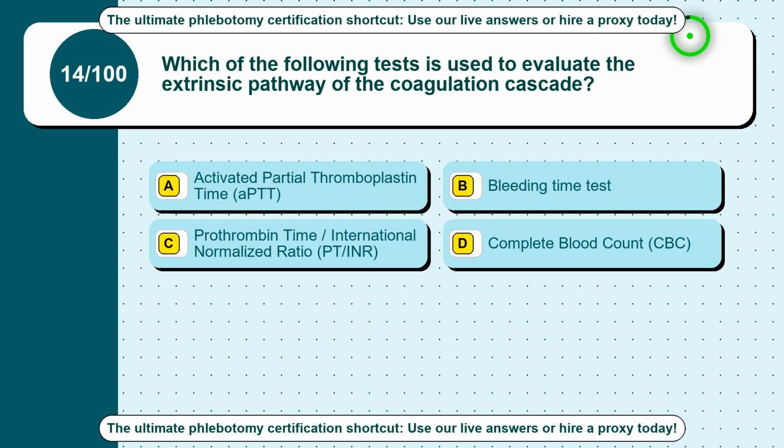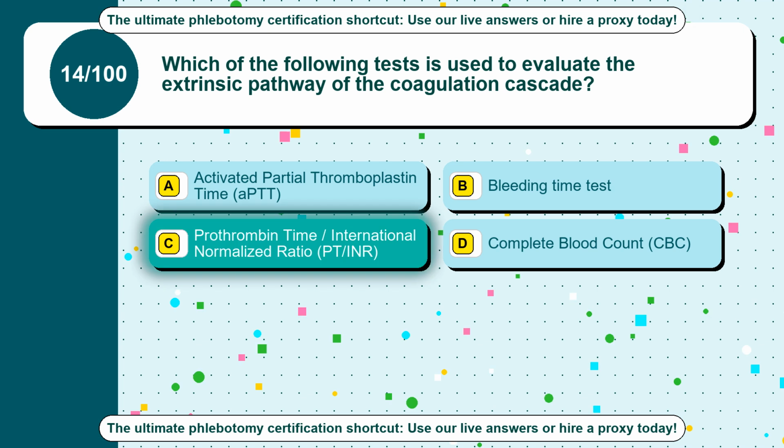Question 14. Which of the following tests is used to evaluate the extrinsic pathway of the coagulation cascade? Option A. Activated partial thromboplastin time, APTT. Option B. Bleeding time test. Option C. Prothrombin time / international normalized ratio, PT/INR. Option D. Complete blood count, CBC. The correct answer is option C.